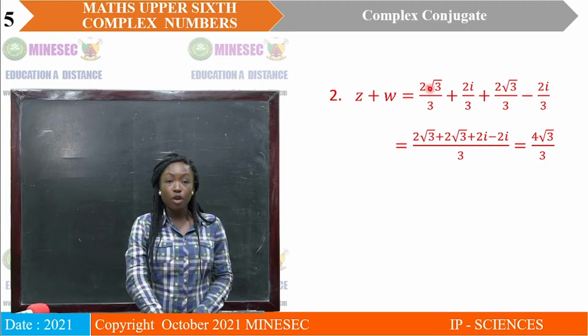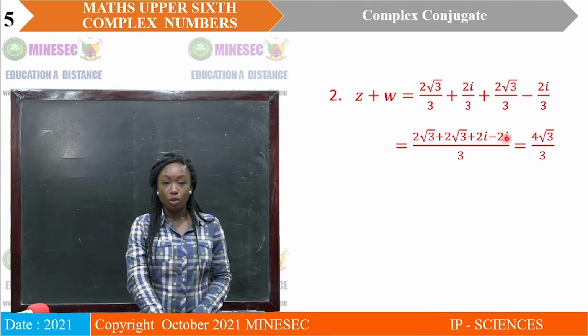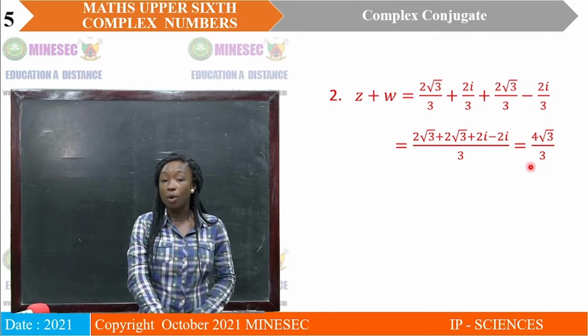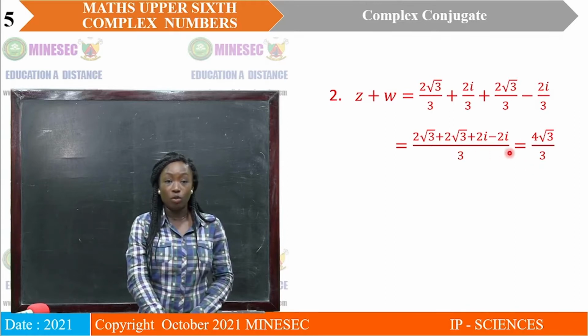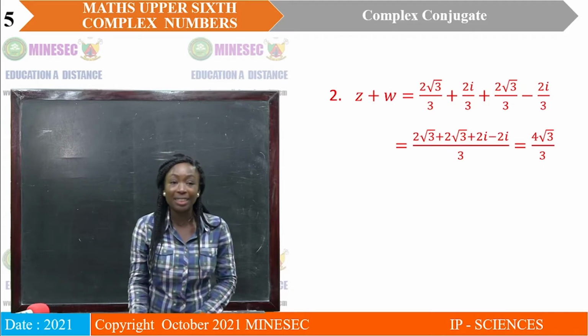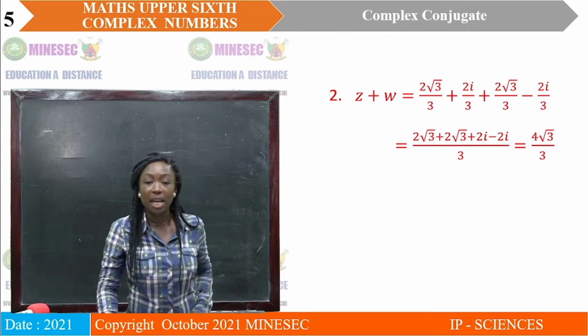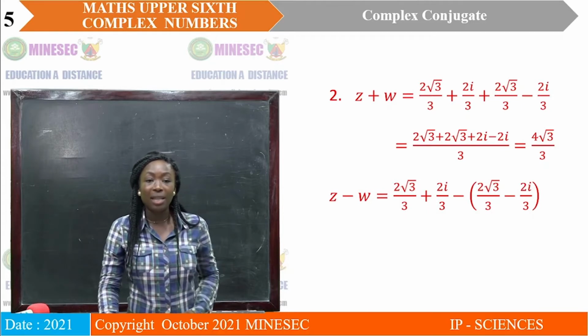So we're going to have 2 root 3 plus 2 root 3 plus 2i minus 2i. The like terms have already been collected. And you see that 2i minus 2i gives 0. And we are left with 4 root 3 on 3. So that is the result for z plus w. Now we look at z minus w.